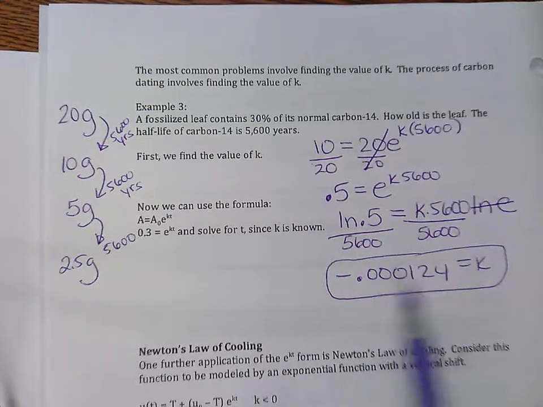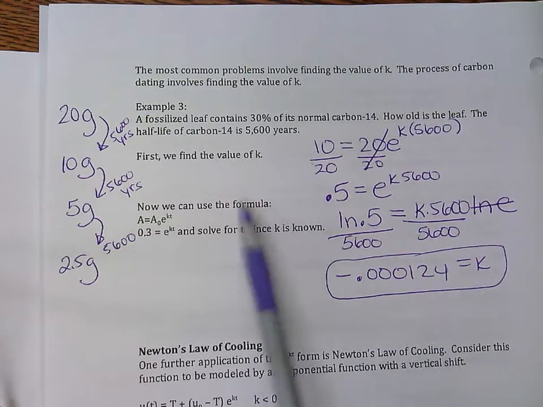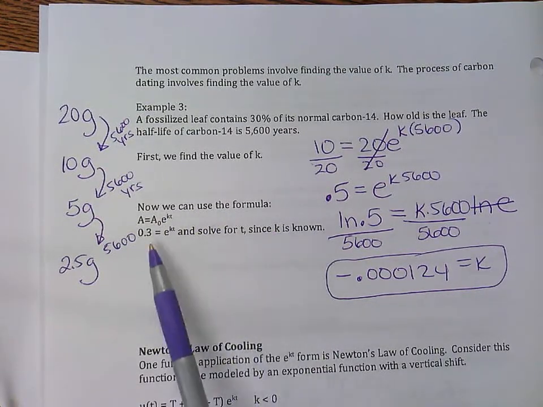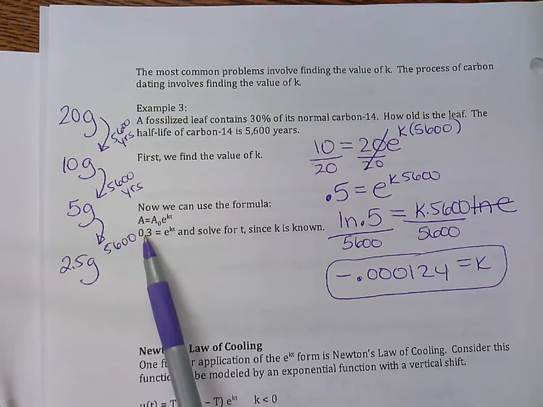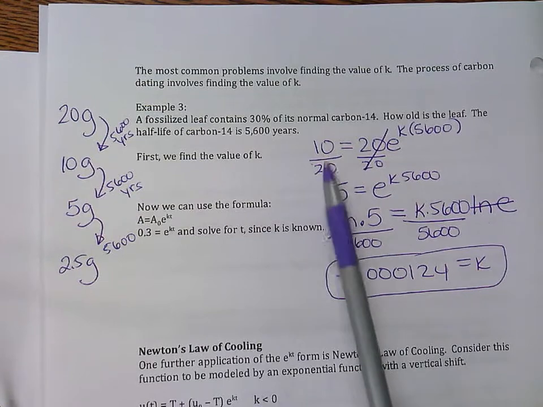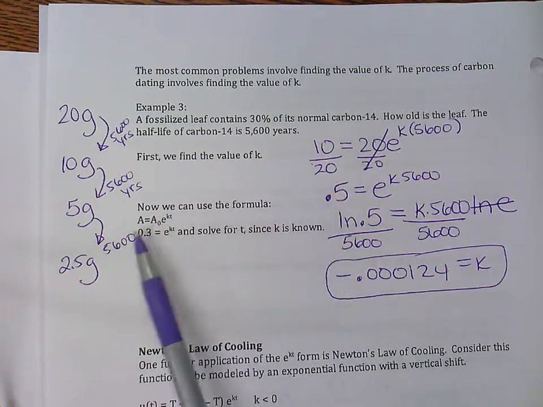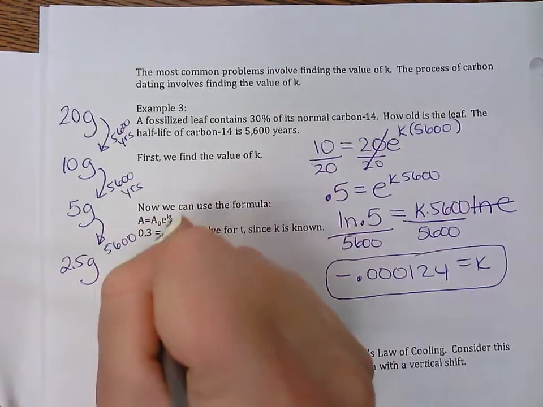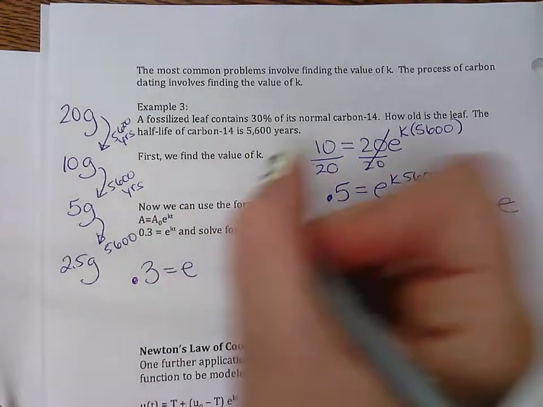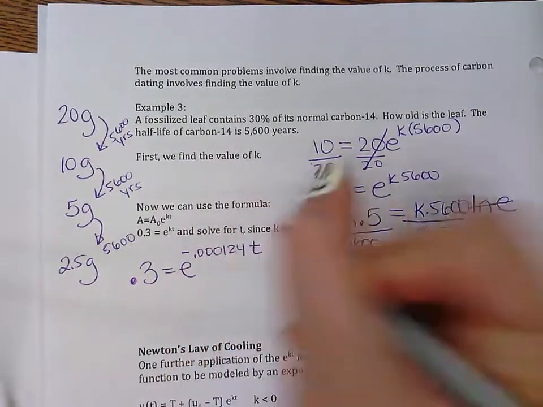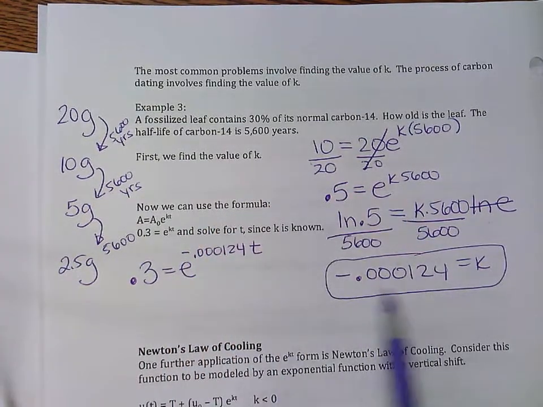Now I'm going to take this K value and actually use it to solve for how old my leaf is. See how they've already skipped ahead and put 0.3 right here? Just like I knew that when I took 10 and divided by 20, I'd get a half. They are down to 30%. So their equation is 0.3 equals e to the negative 0.000124 T. If you want to use the full decimal on your calculator, you can.